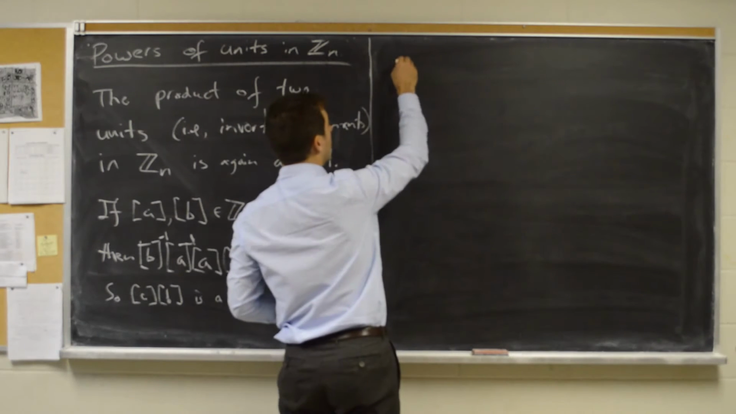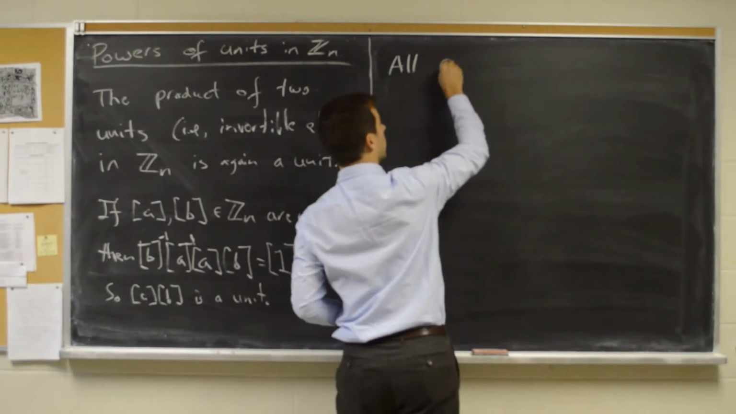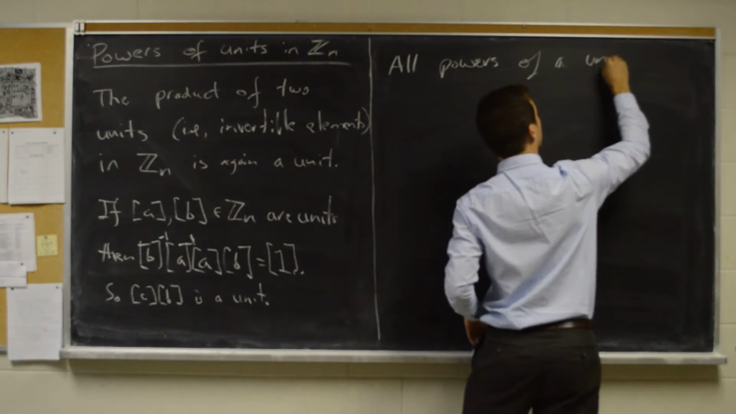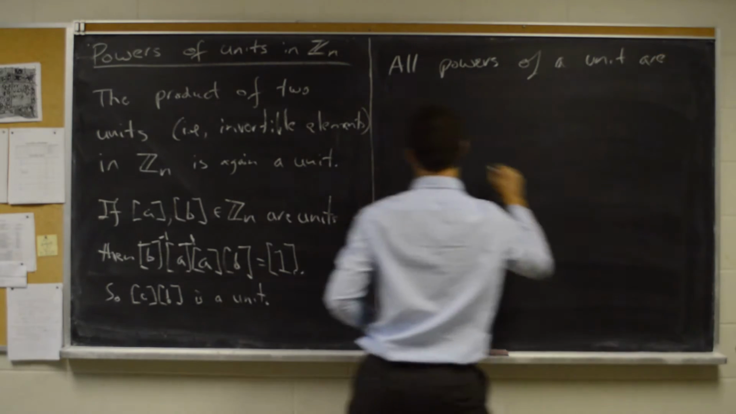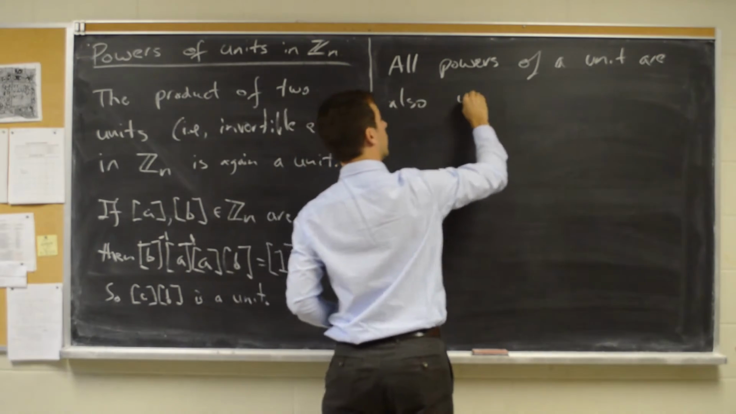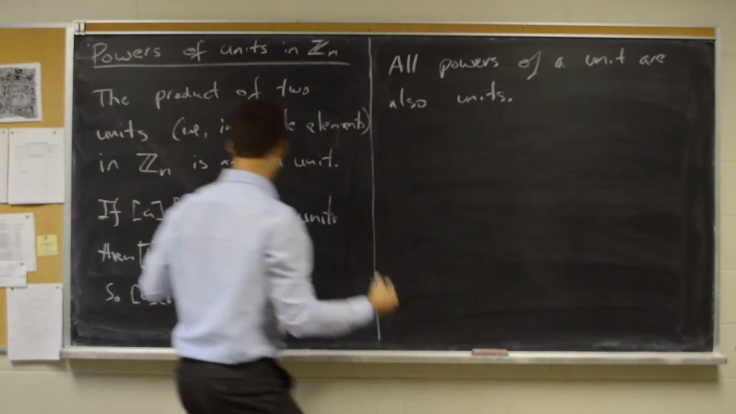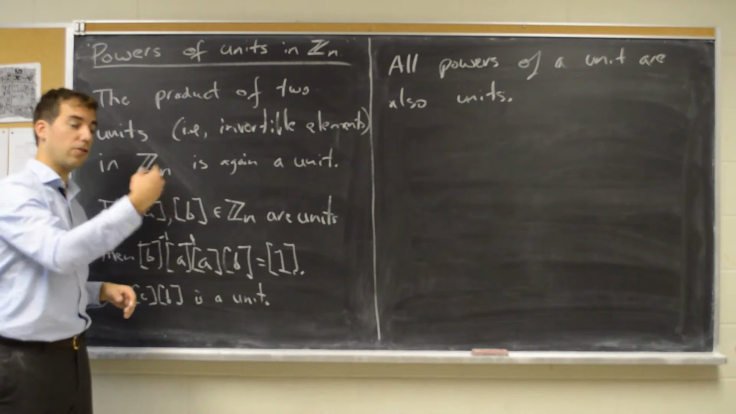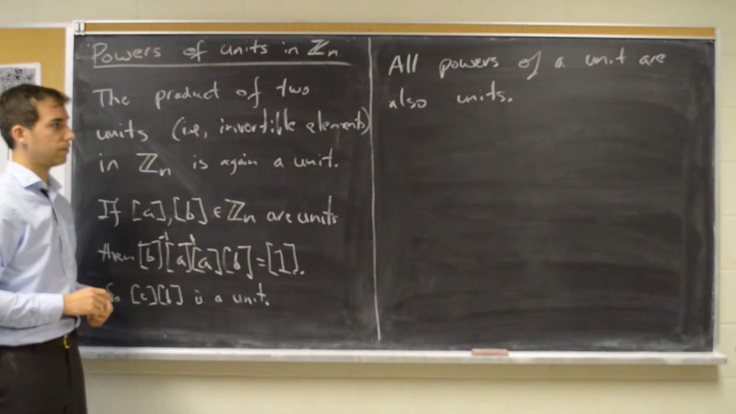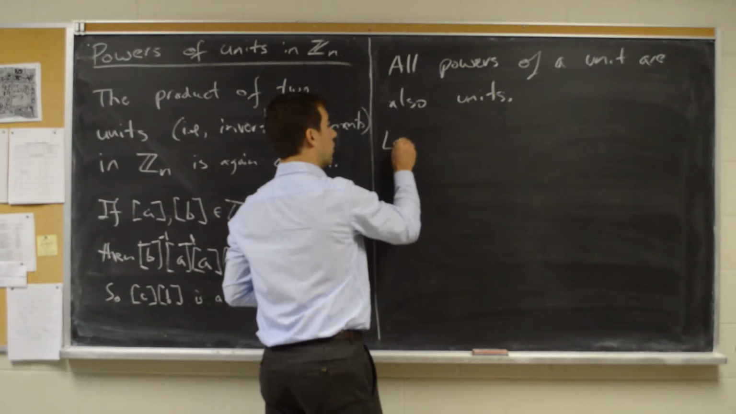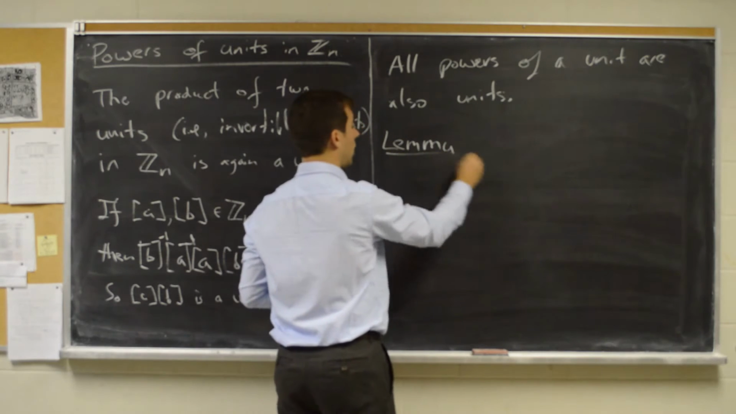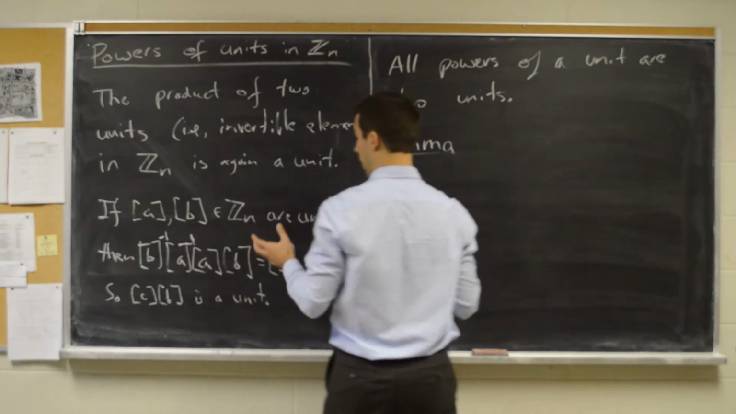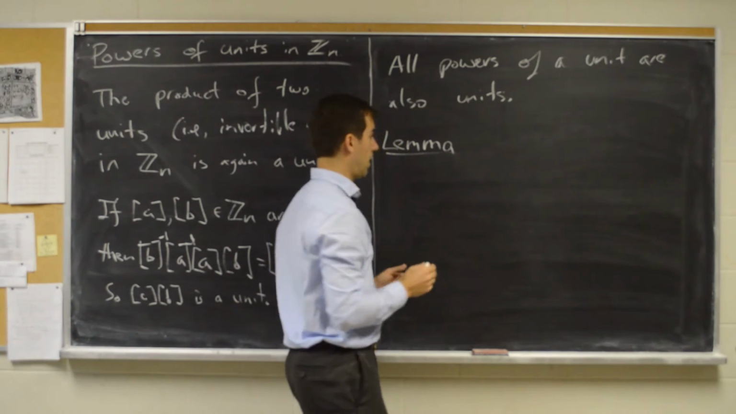What this tells you is that all powers of a unit are also units. So you multiply two units together, you get something that's invertible, something that's a unit again, and if you take something that's a unit and you multiply it against itself, then naturally, again, it's going to be a unit. So the question is, can you ever raise a unit to a power and get the identity element? And the answer is this always happens because of the finiteness of Zn.